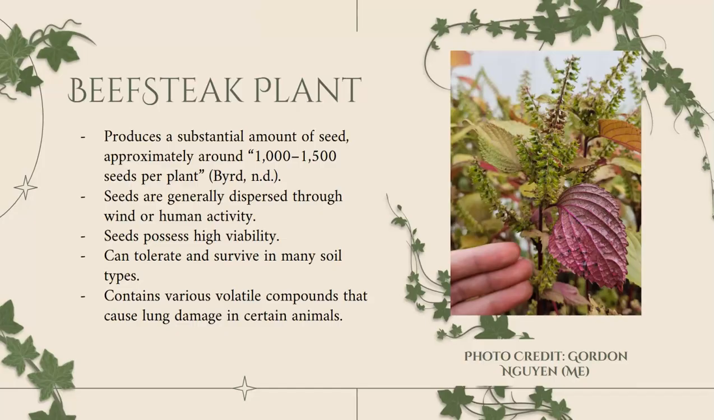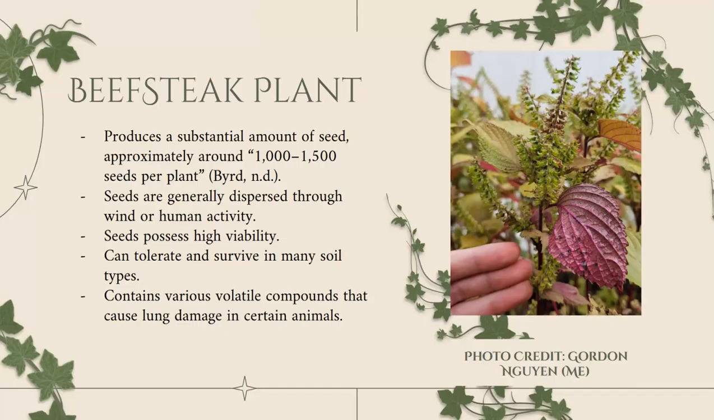In conjunction with self-seeding, this species can tolerate and survive in many soil types. Other than that, the beefsteak plant can disrupt established food webs since it contains various volatile compounds such as perilla ketones. Its toxic properties can cause atypical interstitial pneumonia, where the lungs fill with fluid and lead to reduced oxygen levels in numerous common herbivore species. As a result, most animals tend to avoid the plant, giving it an even greater advantage against natives.